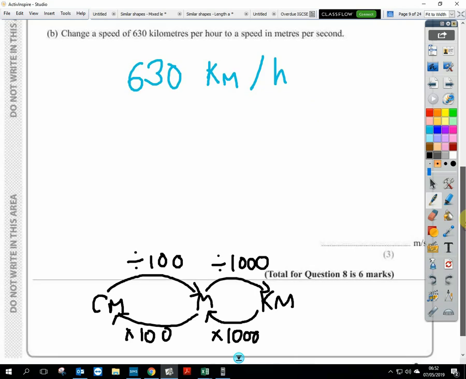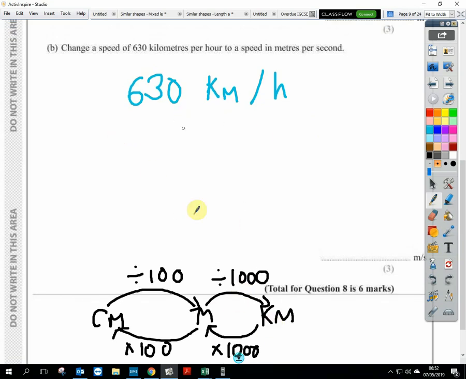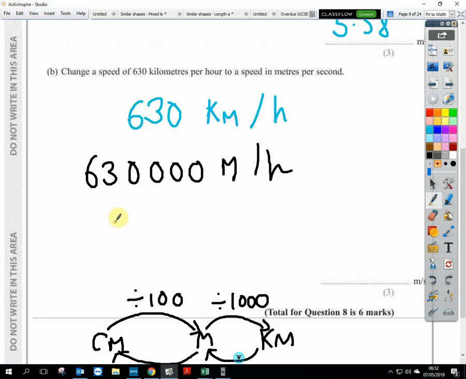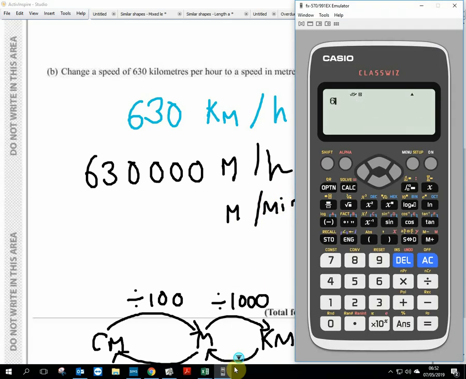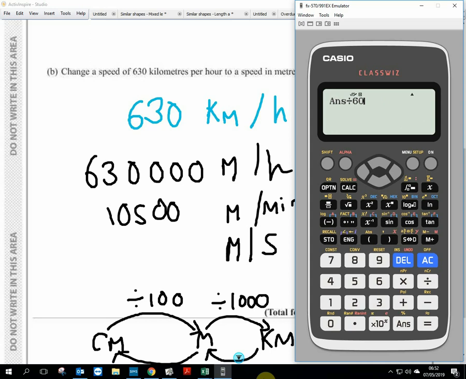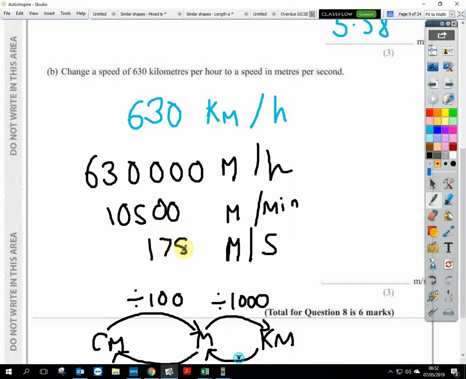So to change kilometers into meters, first of all, I'm going to times by 1000. So if I times this by 1000, I have 630,000 meters per hour. That's for 1 hour. What I'm now going to do is change this into minutes. Okay, so I'll just do it in stages. I know that there are 60 minutes in an hour. So if I do 630,000 divided by 60, it gives me 10,500 meters per minute. And I want meters per second. To go from minutes to seconds, I divide by 60 again, and that gives me 175, which is the answer.